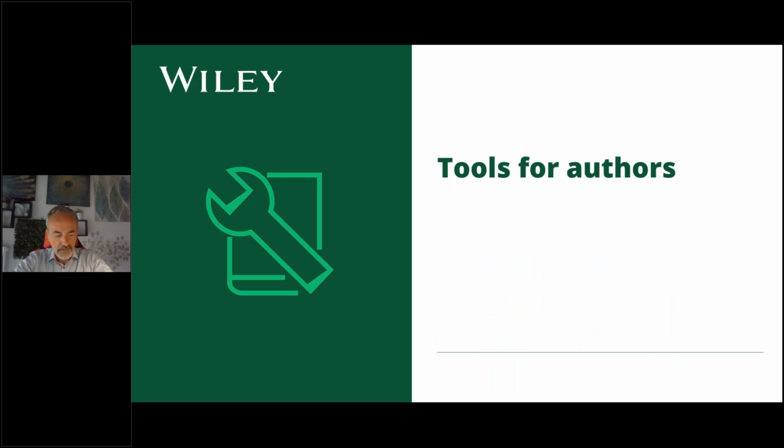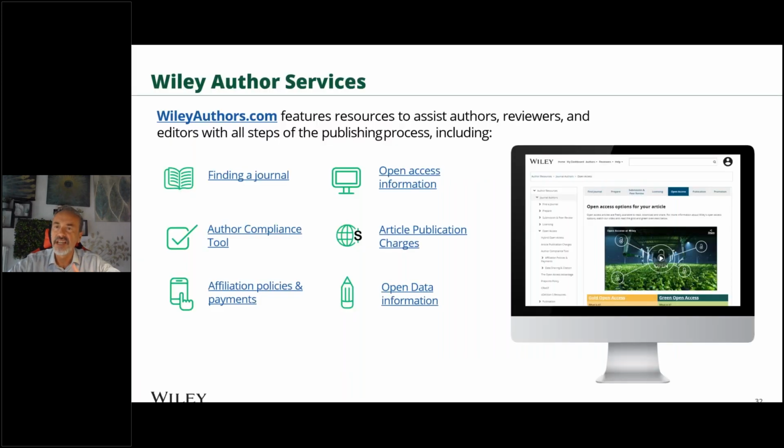Okay, so I'm running out of time. I'd like to wrap up by indicating some of the tools that can support you throughout the entire publication process. Wiley Author Services is free of charge, and you can find the journal finder software. You remember the one that I showed you before? It is the software whereby you can upload the title and the abstract of your manuscript, and you can ask the system to pull out the best journal title that matches the aim and the scope of your article. You will also find very useful information regarding open access, article publication charges, open data, open research, and also author compliance tools.